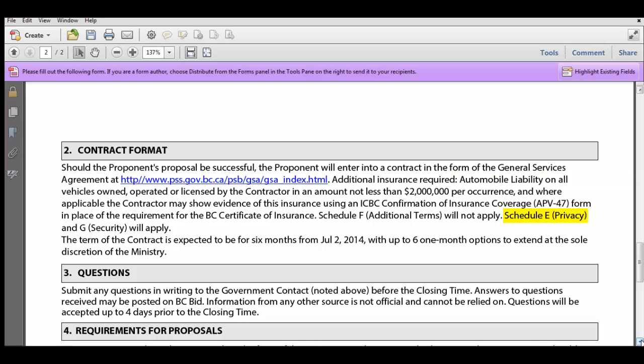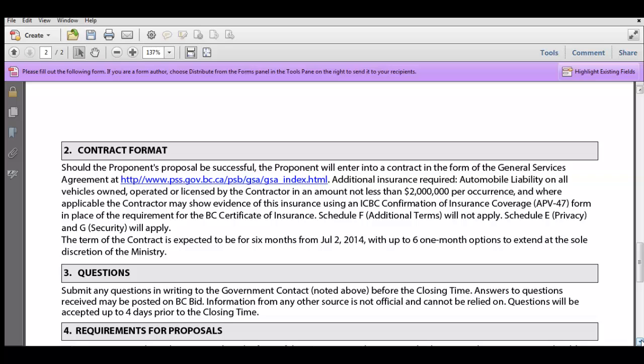Now, Schedule E, which is the privacy schedule, and Schedule G, the security schedule, these are fully written out schedules in the General Services Agreement, and they either apply in their entirety or they don't apply at all. And in our sample, you'll see that both E and G do apply. So now you know to read those schedules because they will be included in the contract that results.